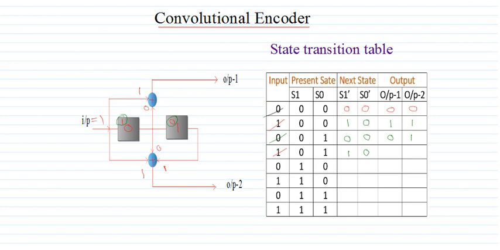What is the output? Output is 1 plus 0, it is 1. This is 1 plus 0 plus 1. The sum is going to be 0. So here I can get a 1 and a 0. Now let us go to the next state.